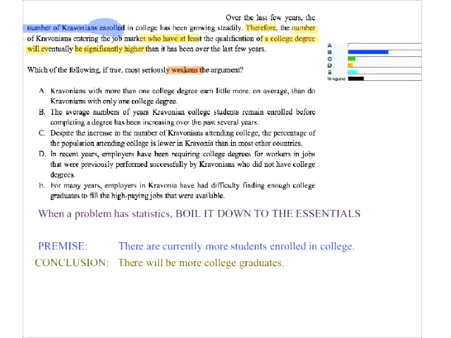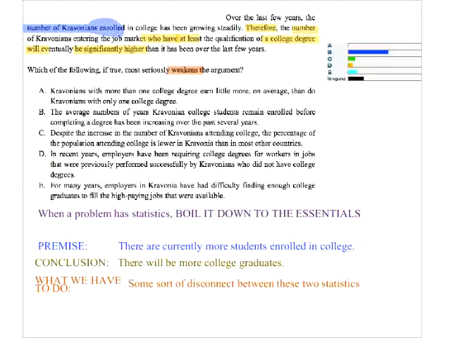And because it's a weakener question, what we have to do is figure out some sort of disconnect between these two statistics. So let's look and see if we can figure something like that. We need some sort of break point between enrolled students and graduates. There's a couple of ways that you might do that.